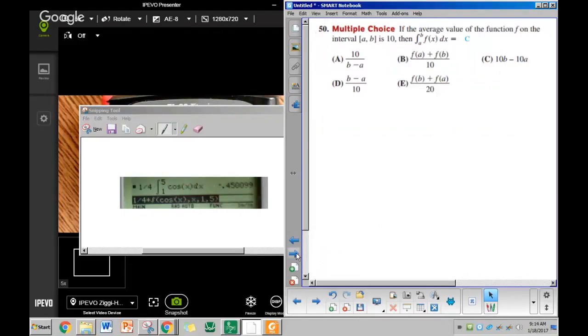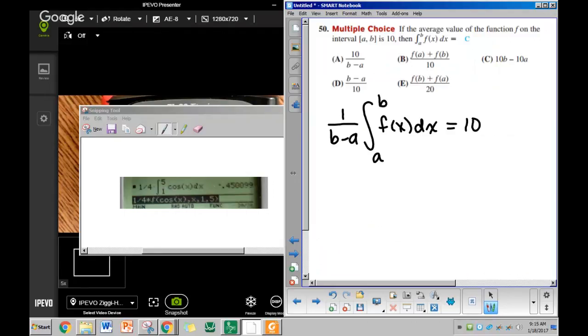Okay, number 50. The average value of the function f on the interval a to b is 10. So what does that mean? The average value, what's the formula? 1 over b minus a times the integral from a to b of f of x dx is equal to 10, is what you're saying, right?